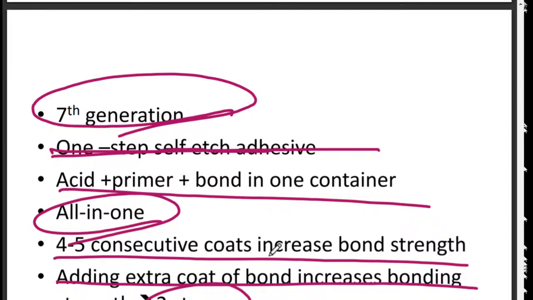Five-to-four conservative coats increase bond strength, and adding an extra coat of bonding increases strength. We finish this lecture now.